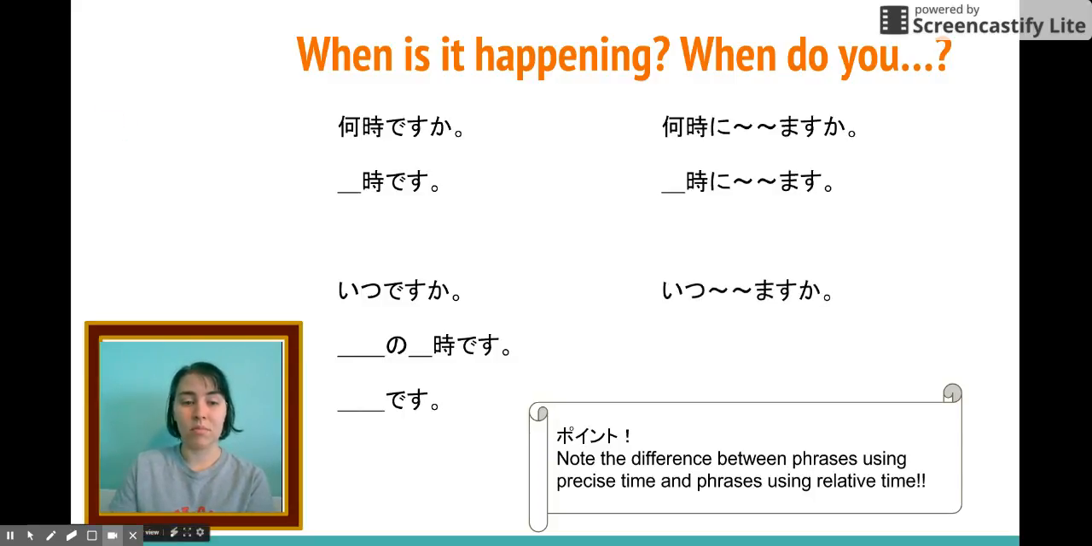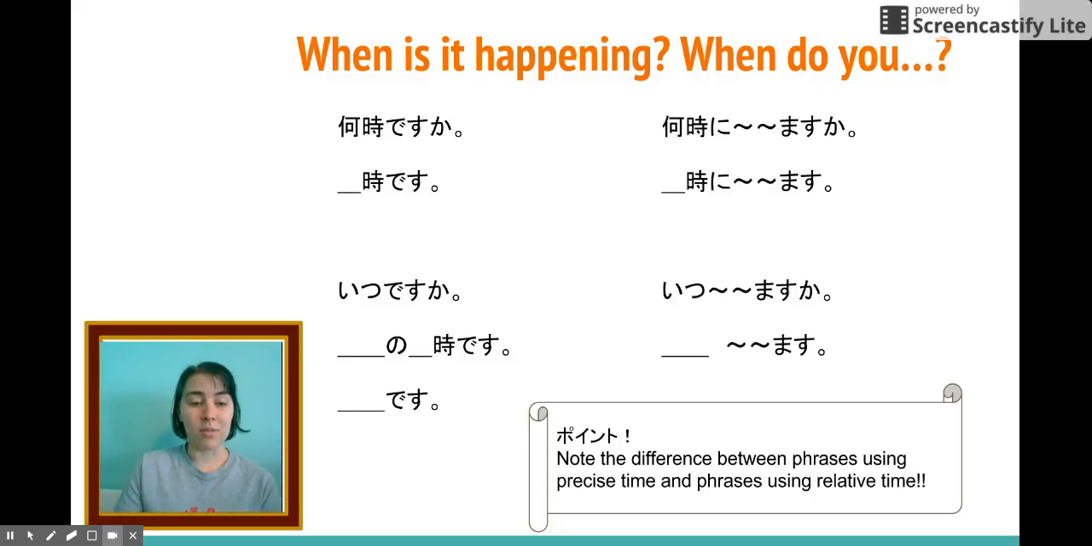いつしますか? いつ学校に行きますか? 月曜日、火曜日、水曜日、木曜日と金曜日に学校に行きます. Friday isn't relative. It happens every Friday. What Friday is doesn't change based on when you are, so it's not relative.